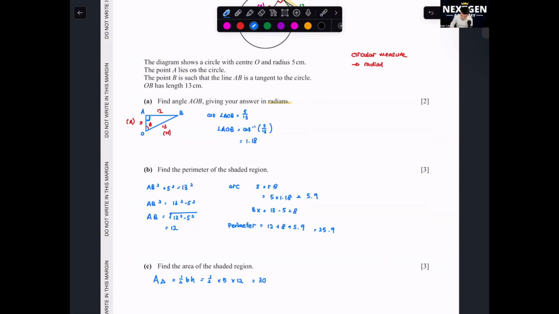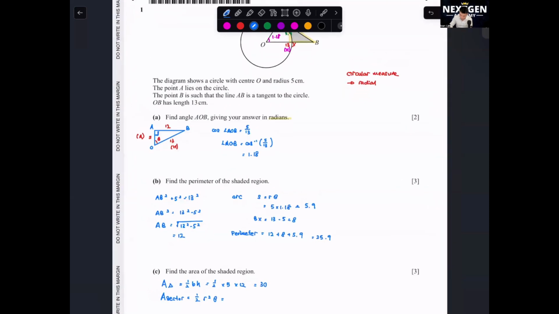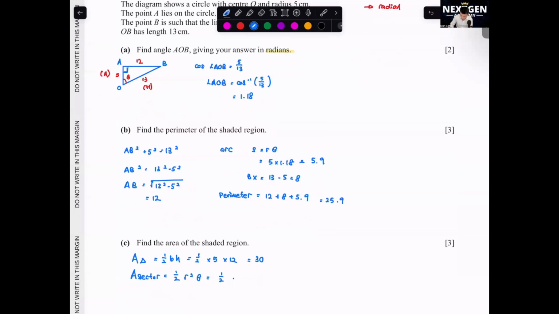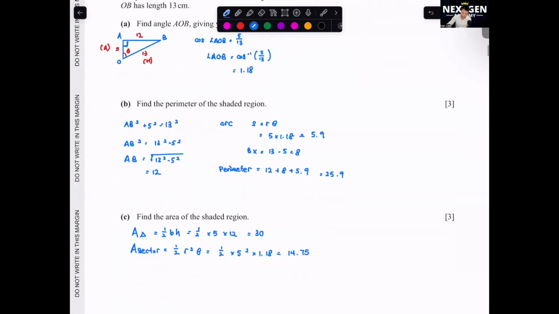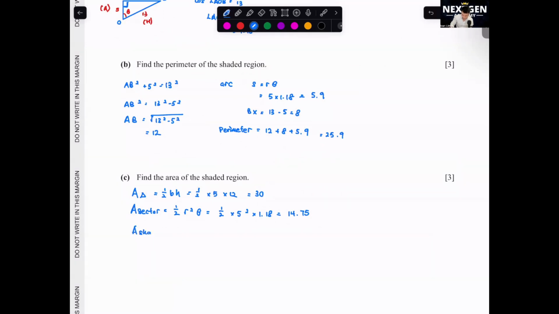Then the area of the sector is half r squared theta. The r is 5, the theta is 1.18. Half times 5 squared times 1.18, 0.5 times 5 squared times 1.18. We will get 14.75. Then we will subtract both of it. Area of the shaded region, you'll take 30 minus 14.75. We'll get 15.25, or you can just round it up to 15.3 for 3 SF.